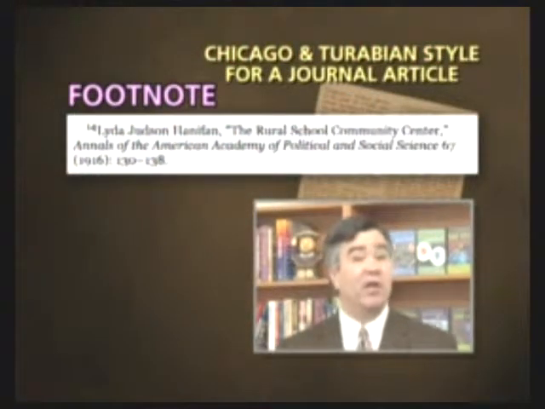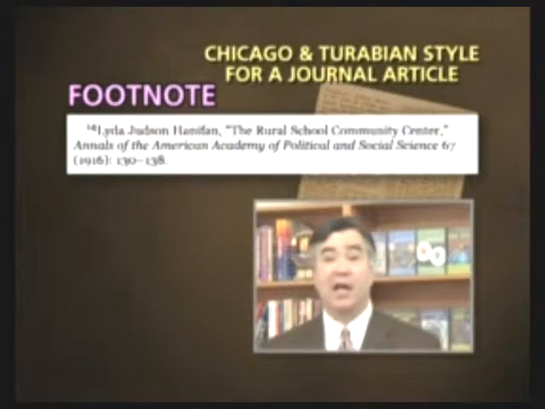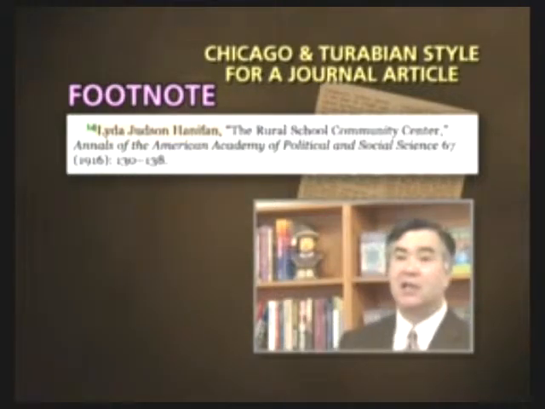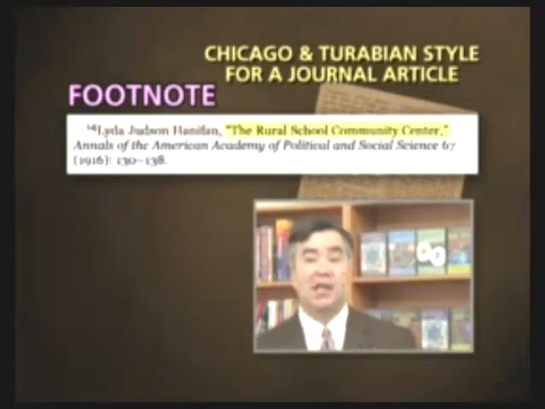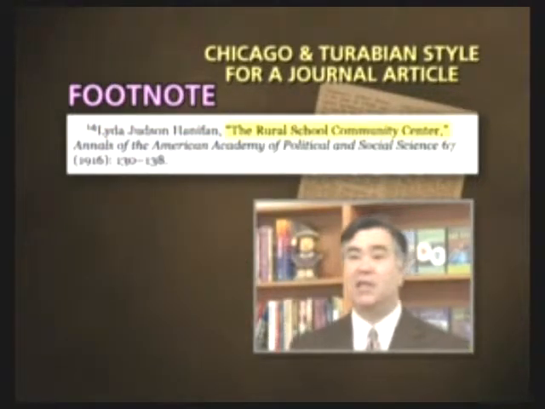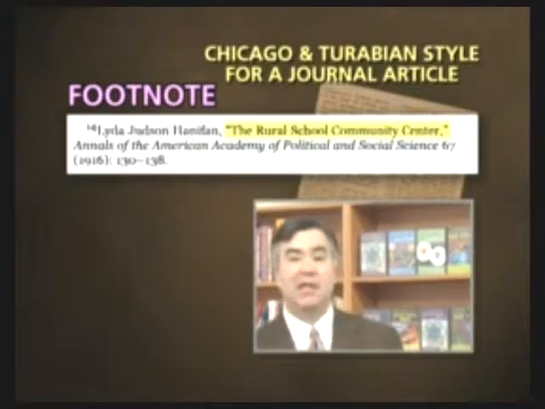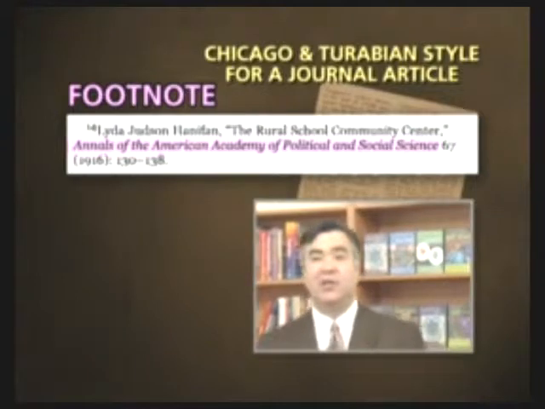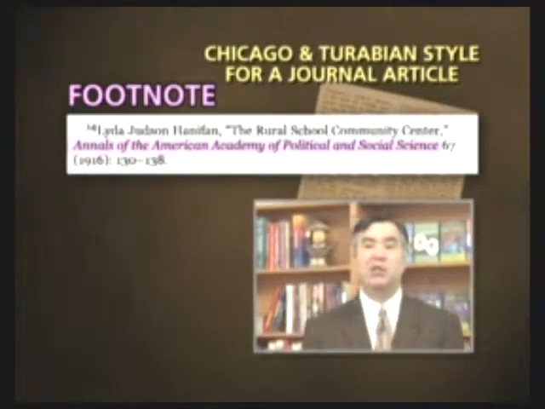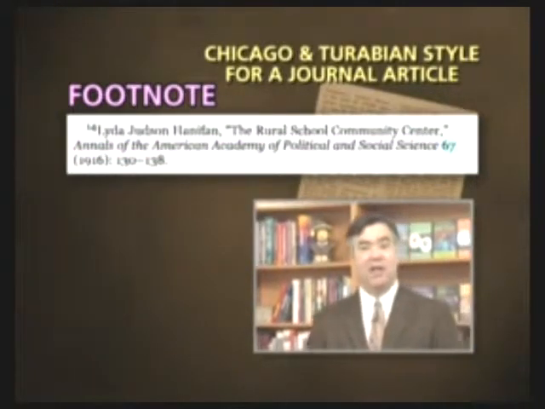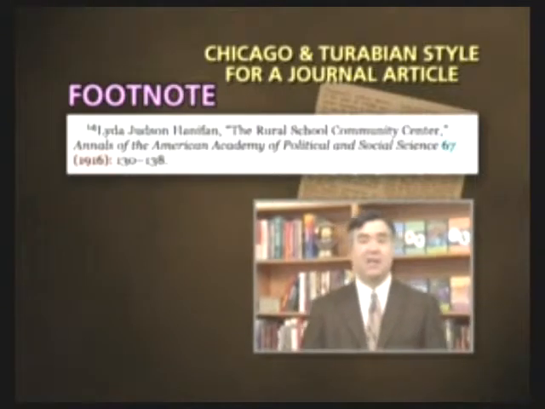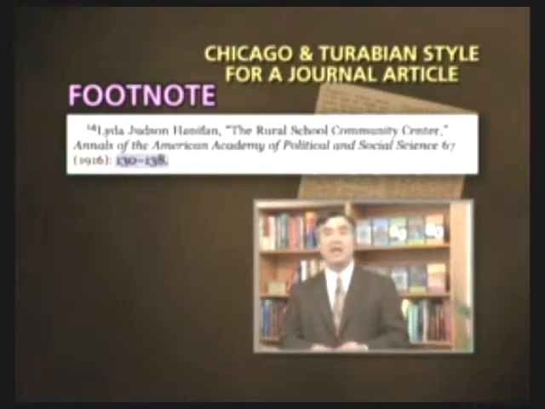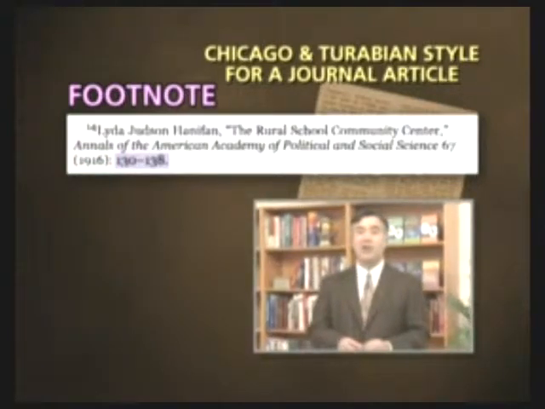Here's a sample of what a footnote for a journal article would look like. This is footnote number 14 in this particular paper. The author of the article is Lyda Judson Hannafin. The article title, within quotation marks, is The Rural School Community Center, followed by, in italics, the name of the journal, Annals of the American Academy of Political and Social Science. Volume number follows, not in italics, number 67. The date of publication, 1916. Then a colon, and then the page references, 130 to 138.